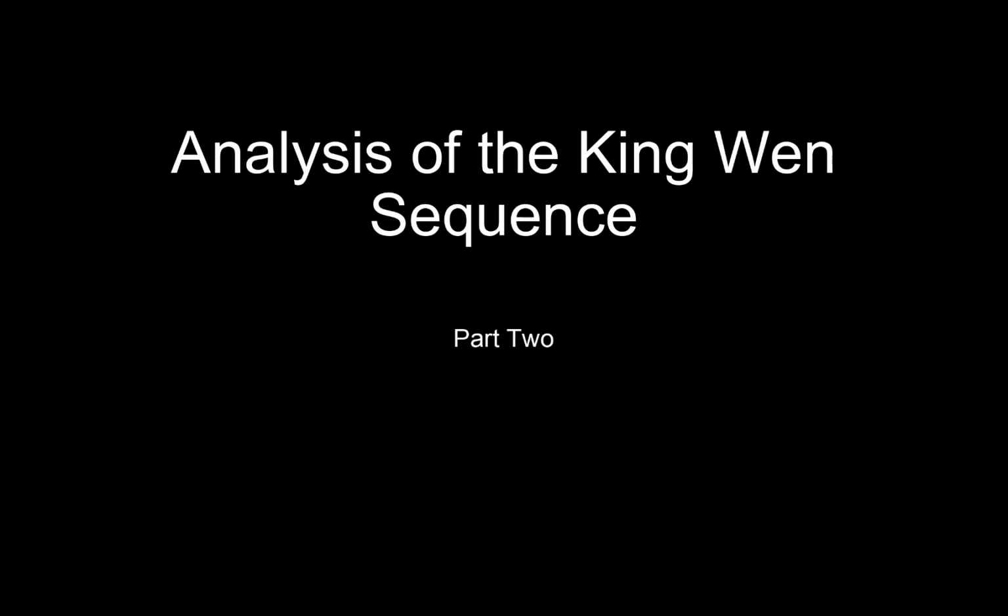The contents of this video lean heavily on a paper written by Van den Berg, titled The Explanation of King Wen's Order of the 64 Hexagrams, which I will link to in the description. I can highly recommend reading that paper. In this video, however, I will give my own twist to the analysis of the sequence.